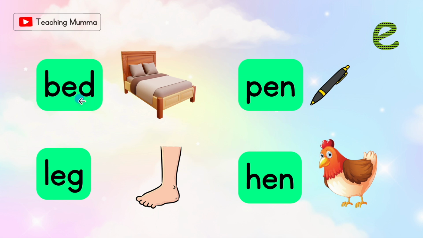Again, E is a vowel which is in the middle. Let's repeat this again. Bed, leg, pen, hen. CVC. Consonant, vowel, consonant. We are reading words with vowel E in the center. Again. Bed, leg, pen, hen. Your turn to read.